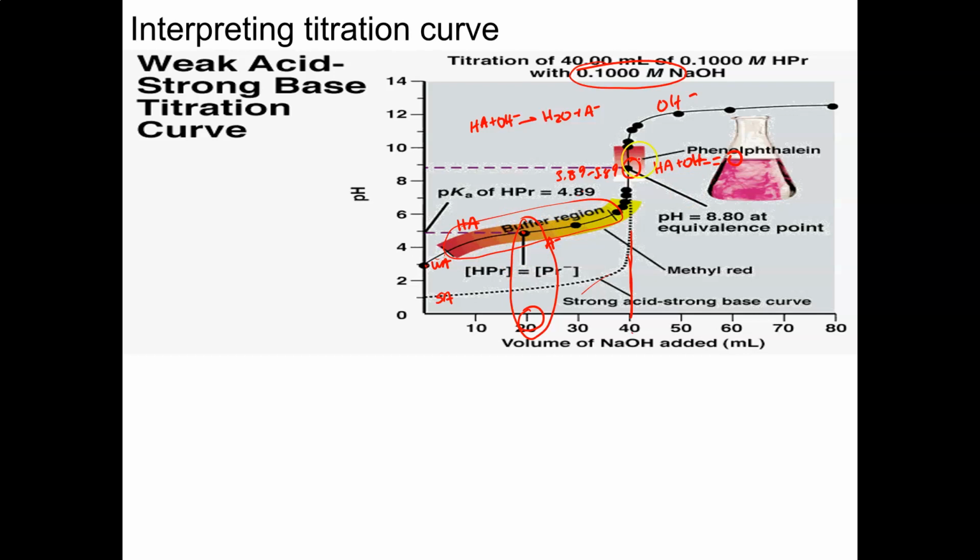The other thing to note is your equivalence point, which in this situation is 8.8. Because you're adding a strong base to a weak acid, you expect your pH to be above 7, right? And that's exactly what it is in this situation. If your base is stronger, your pH is going to be above 7. If your acid is stronger, your pH is going to be below 7. If the acid and base are equal in strength, then it's going to be exactly 7.